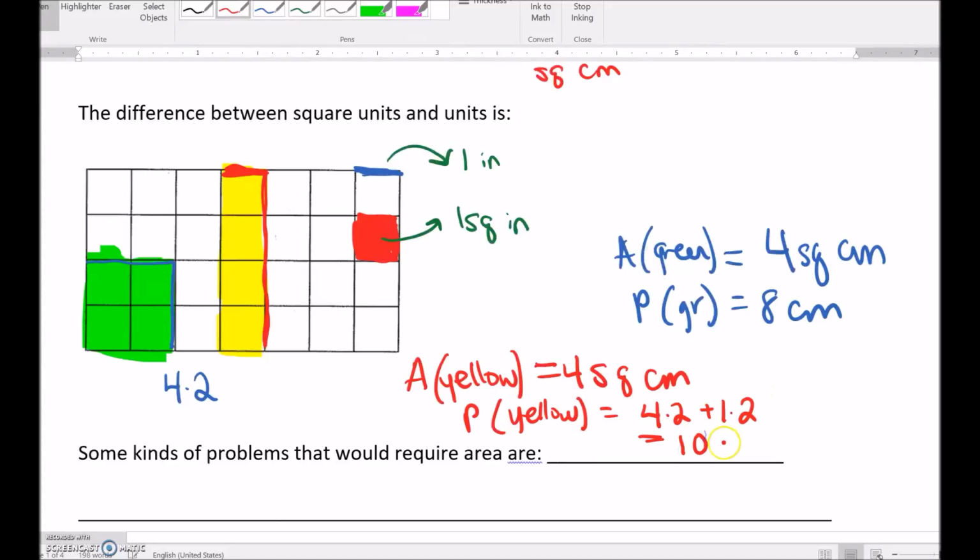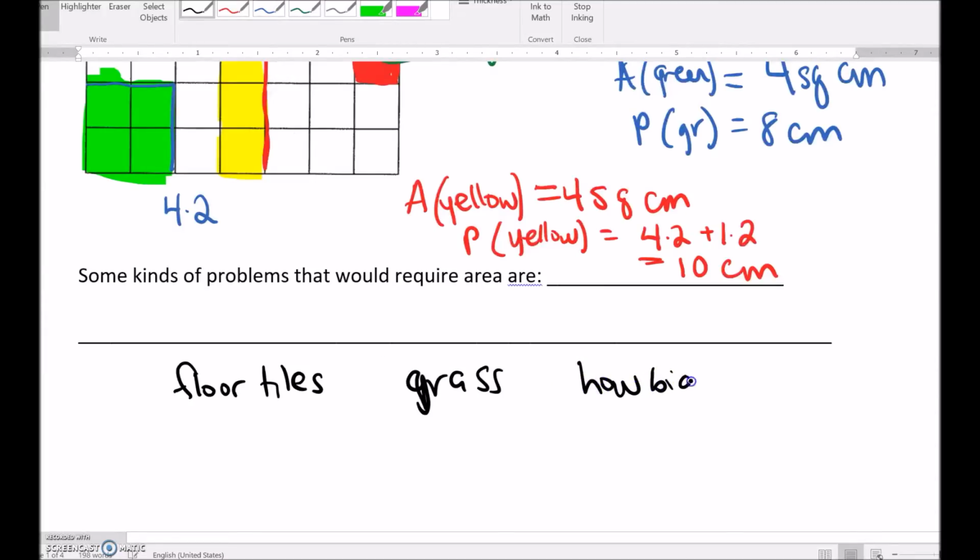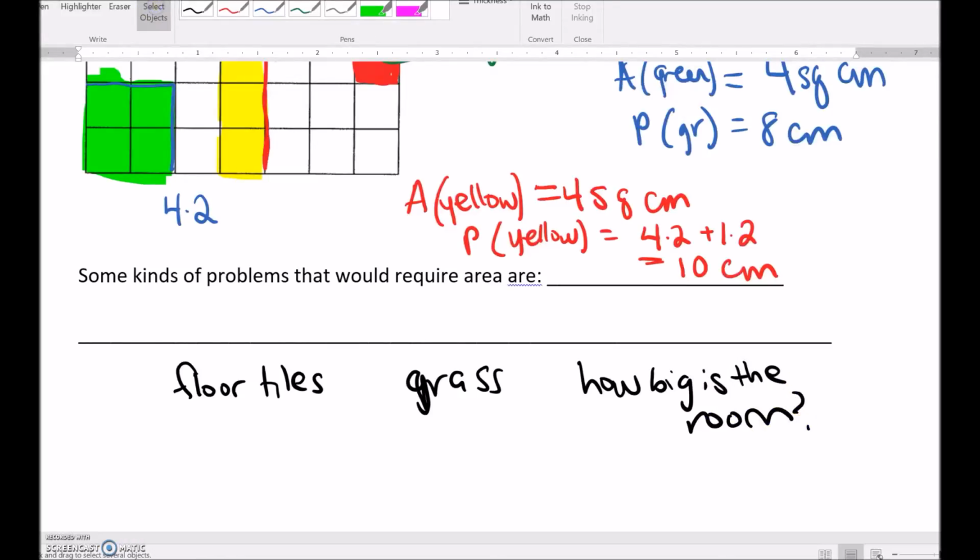Okay, so that's 10 centimeters, which is different than 10 square centimeters. So problems that require area are often like, I'm buying floor tiles, right? And the floor tiles are in square centimeters. Or I'm planting grass, right? How much grass? Or how big is the room, right? That's not a perimeter question, right? It's how much space is inside the room. So when you're reading word problems, you have to look for clues. Okay.